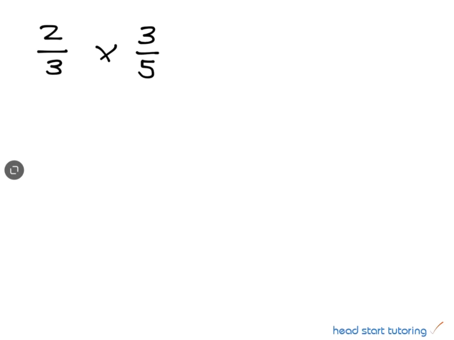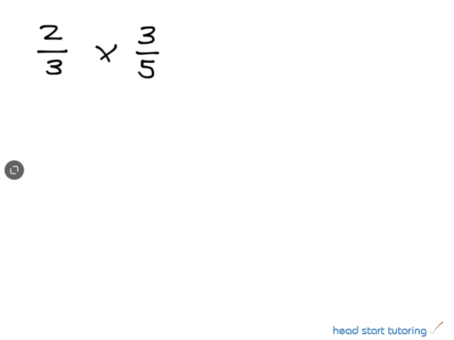2/3 multiplied by 3/5. Right, when we are working with fractions and when we are multiplying fractions together, what we need to do is quite different to what we do when we are adding and subtracting fractions. We do not get a common denominator, so that is very important.